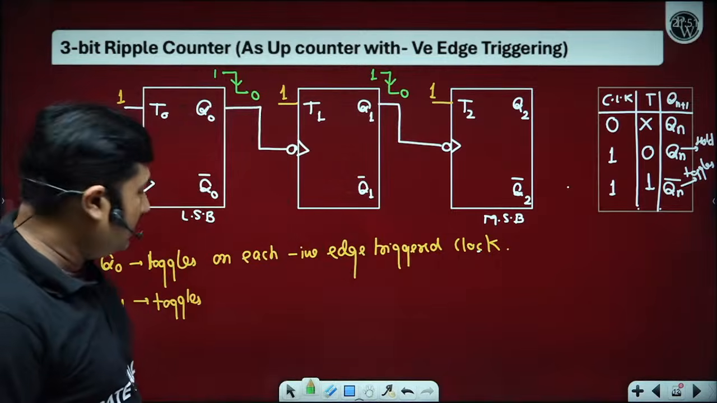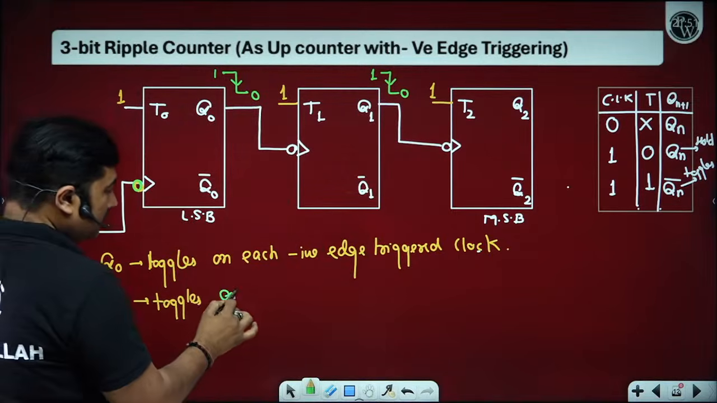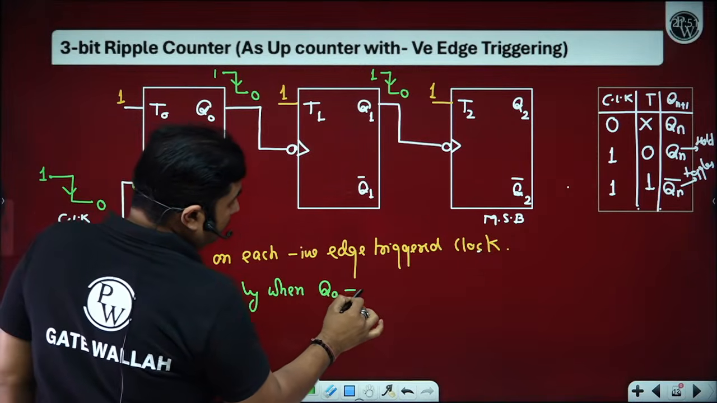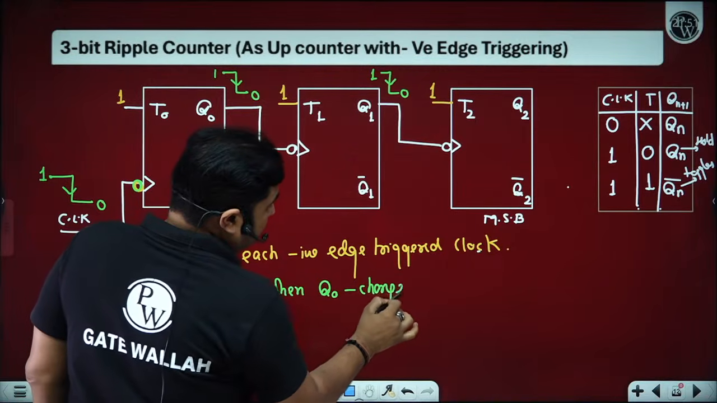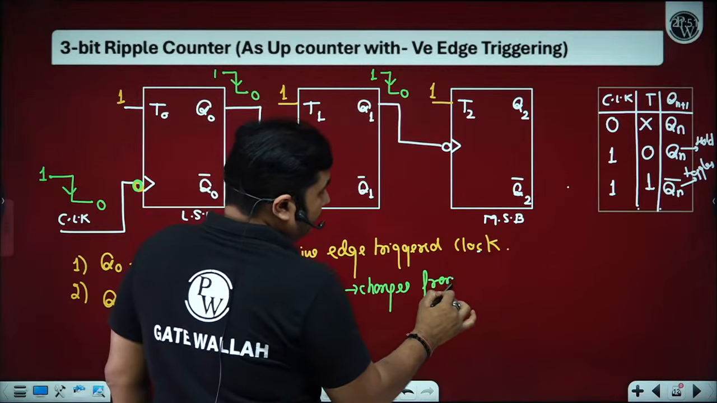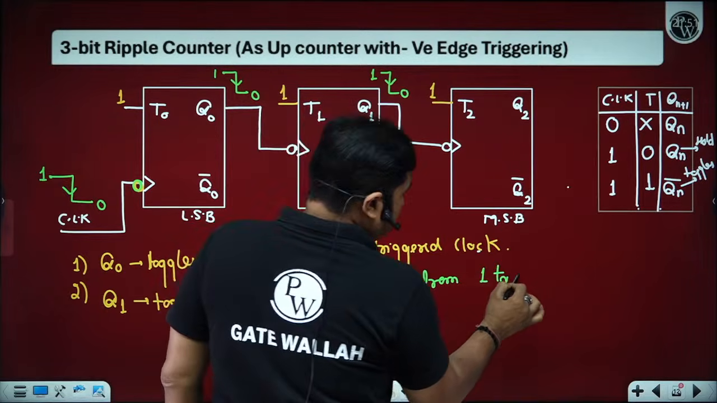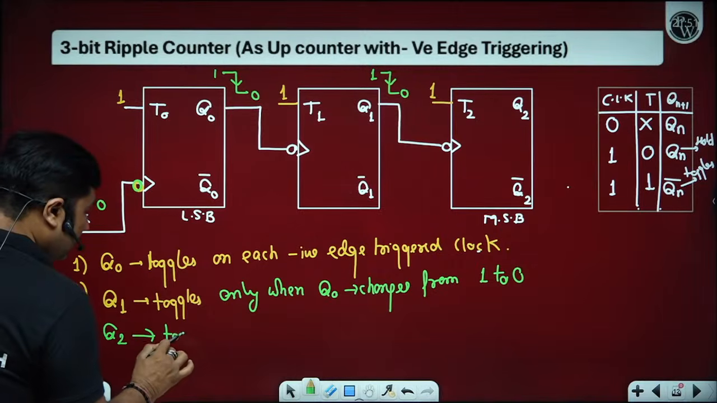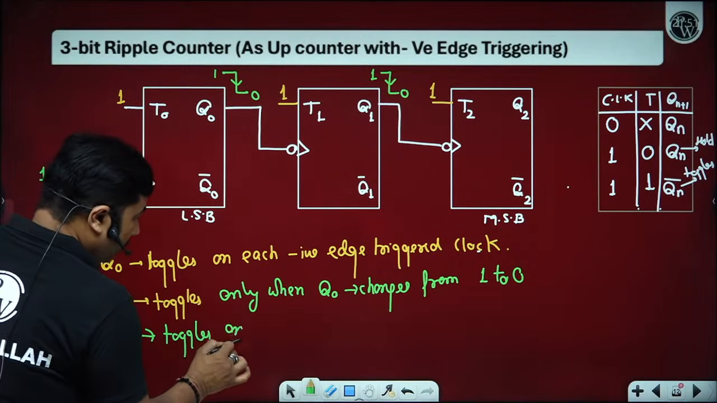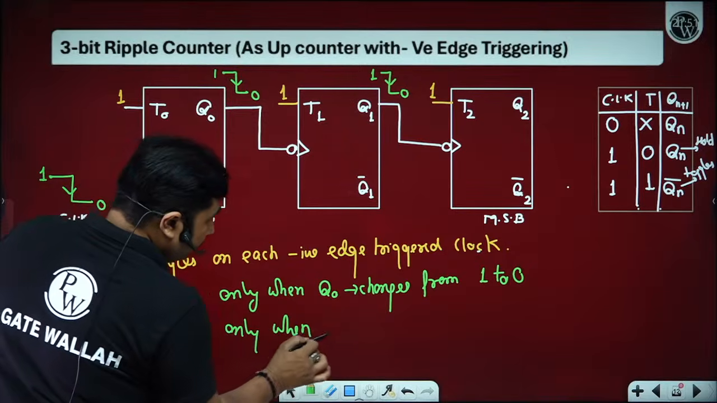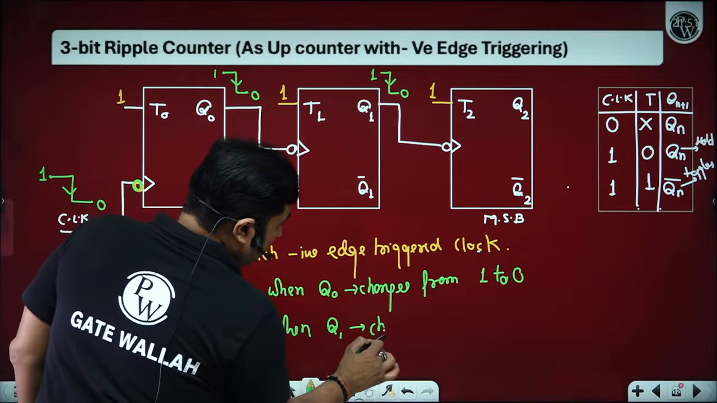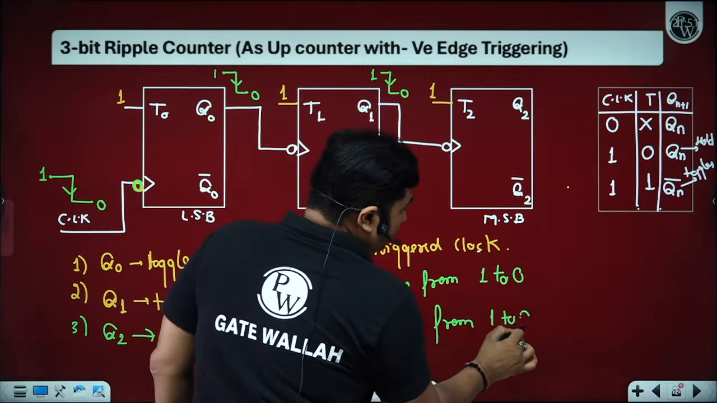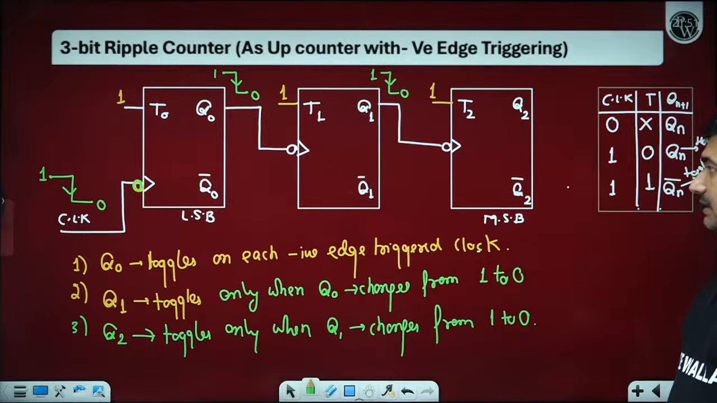How many of you are able to understand? So Q1 toggles only when Q0 changes from 1 to 0. Similarly, Q2 toggles only when Q1 changes from 1 to 0. How many of you are able to understand this? Great, sir.